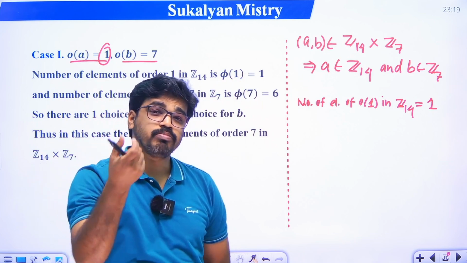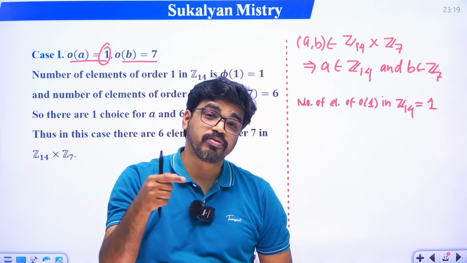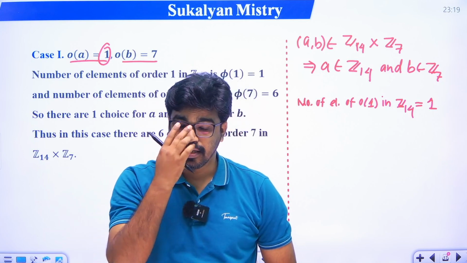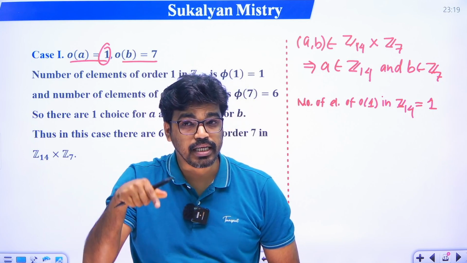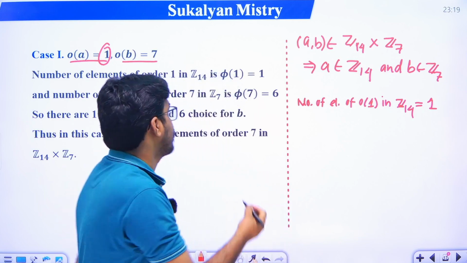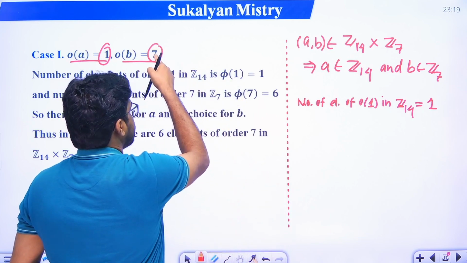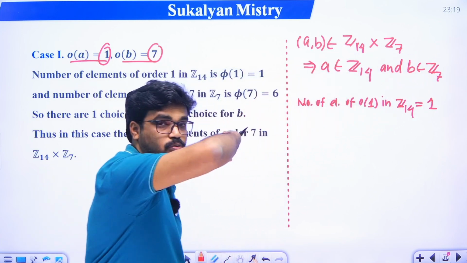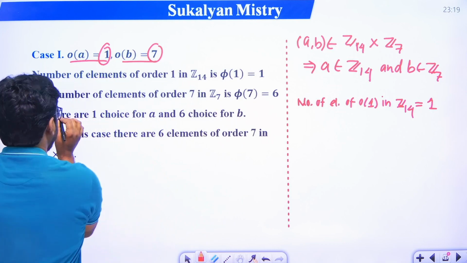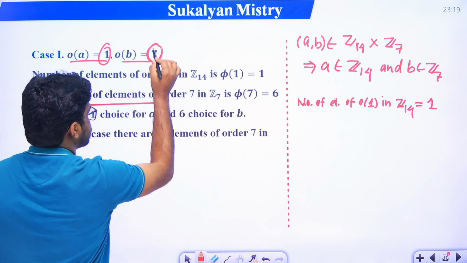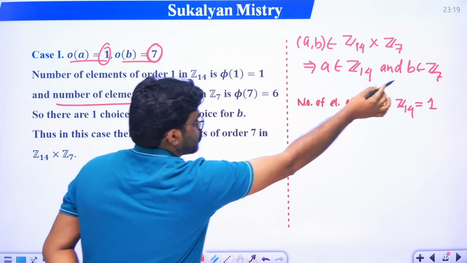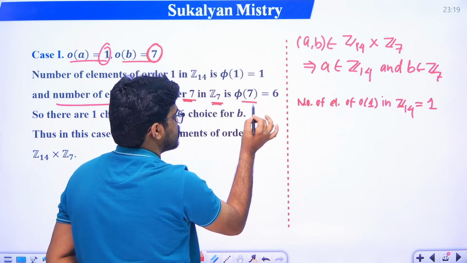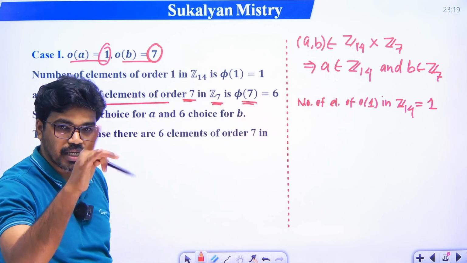We know that if G is a cyclic group of order n and if D divides n, then the number of elements of order D in G will be phi D. The order of this group is 7, and 7 divides 7. So the number of elements of order 7 in the group Z7 will be phi 7.